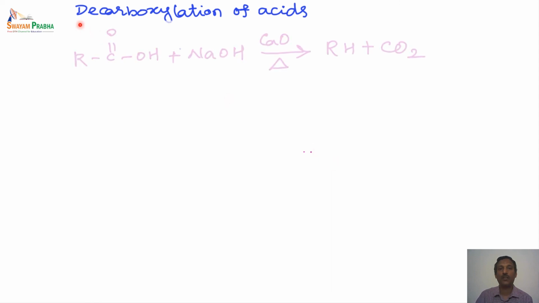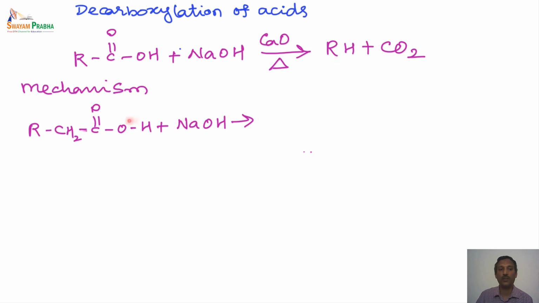The next one is decarboxylation of carboxylic acid. So carboxylic acid when treated with sodium hydroxide produces the sodium salt, which on heating with calcium oxide produces alkane and carbon dioxide. So the reaction mechanism, if we look at it: the carboxylic acid is converted to the sodium salt. So here we have the O minus ion. This negative charge comes between the carbon and oxygen bond, and the carbon-carbon bond is broken.